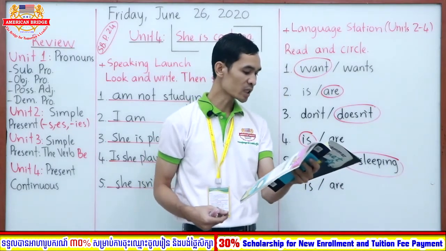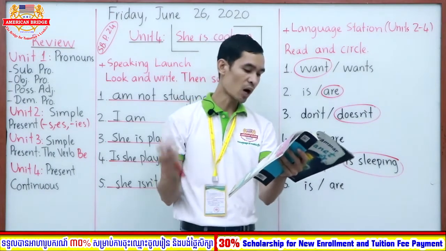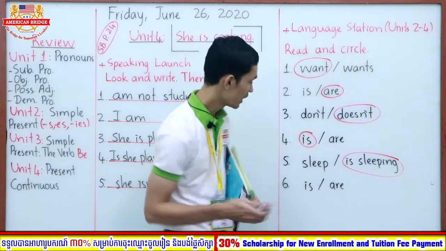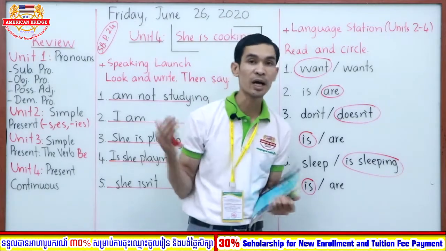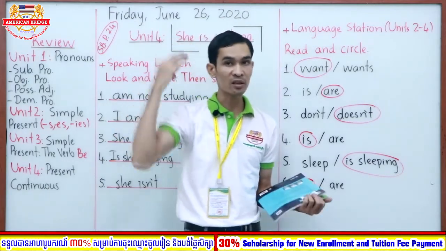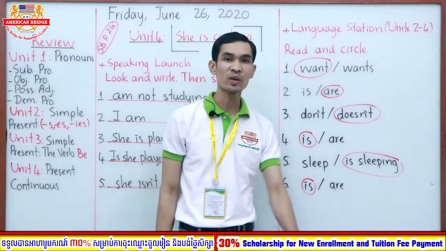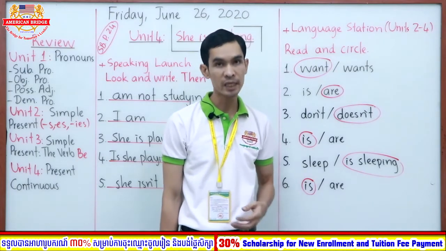Okay, how about number 6? The llama's hair is or are nice. Is or are? Is. Why you use is? Because hair is an uncountable noun, right? You cannot count hair. So you use with is. You cannot use with are. When the subject is an uncountable noun, you use with is.